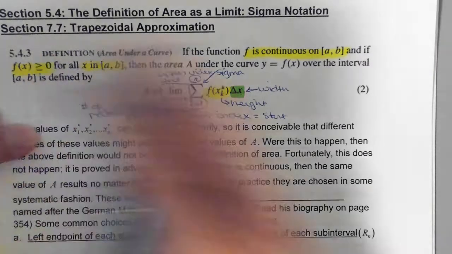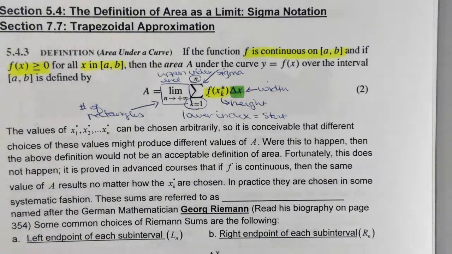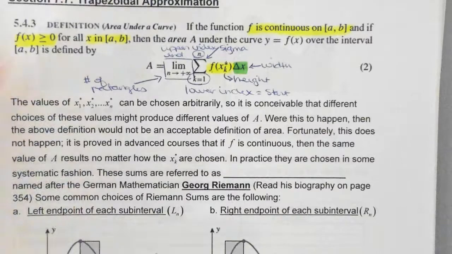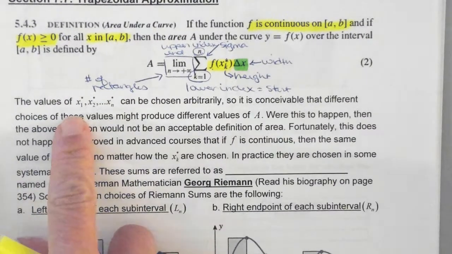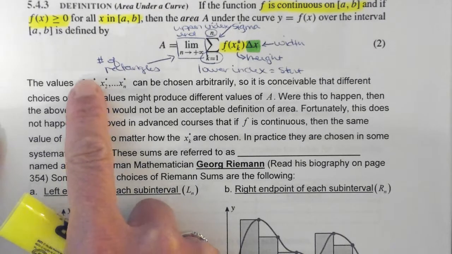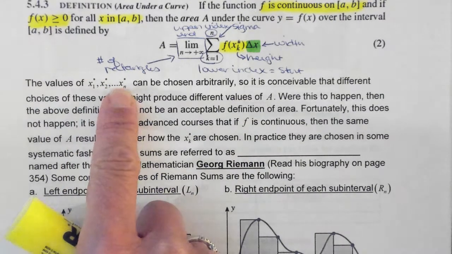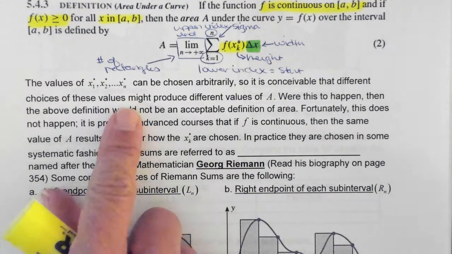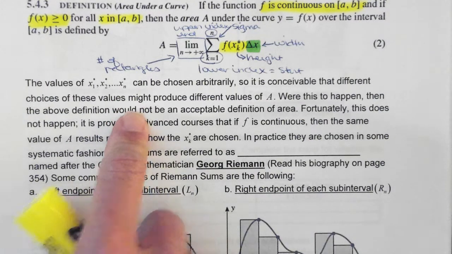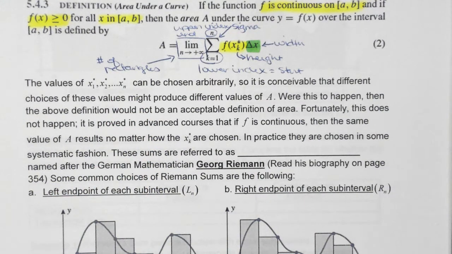Okay, so that's what all of this means right here. And what they say in this explanation is that these values, remember I said x sub k star, so this is x sub 1 star, x sub 2, all the way to the nth value, can be chosen arbitrarily, at random. Okay, so if that is the case, then it's possible that our areas are going to be different.